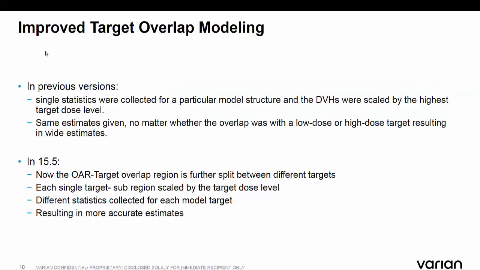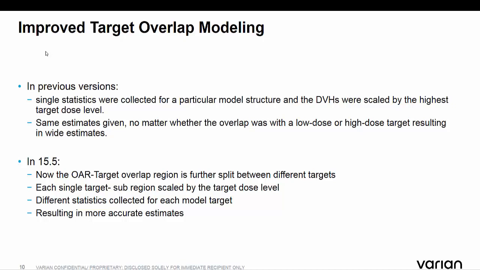In previous versions of the DVH estimation algorithm, the overlap area estimates of an OAR with the target were modeled by using a mean and standard deviation model of the joint overlap DVHs of the OAR. The joint overlap DVH refers to the DVH of the part in which the OAR is overlapping with any of the model targets. In cases when there were several model targets, this estimate was very wide.